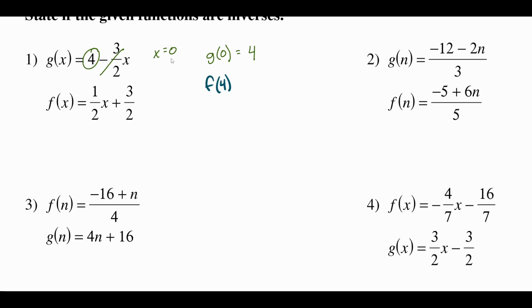So let's see what happens when I plug in f of 4. Plugging 4 in for x, I'm going to get 1/2 times 4 plus 3 halves. This is going to equal, well, 1/2 times 4 is 2. 2 plus 3 halves, we know that does not equal 0. Therefore, the answer in number 1 is no. These are not inverses of one another. So let's check this out in number 2.